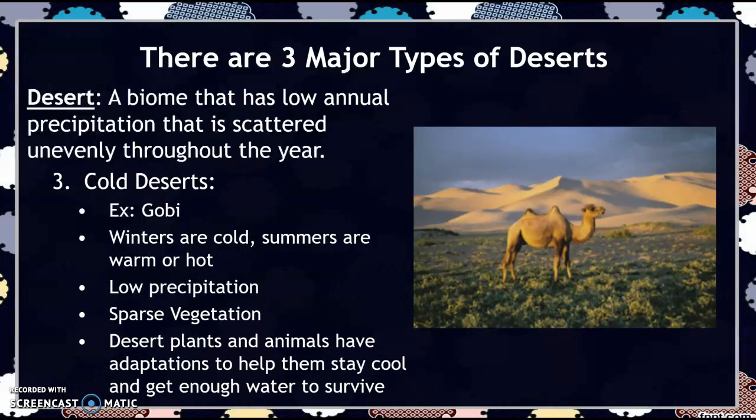The third type of desert is the cold desert, and this is like the Gobi Desert. Winters are cold, summers are warm or hot. There's still very low precipitation, sparse vegetation. Desert plants and animals have adaptations to help them stay cool during those summer months and get enough water to survive.